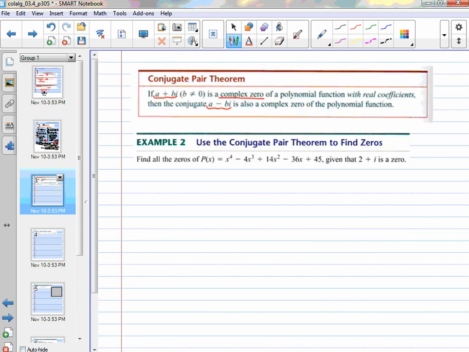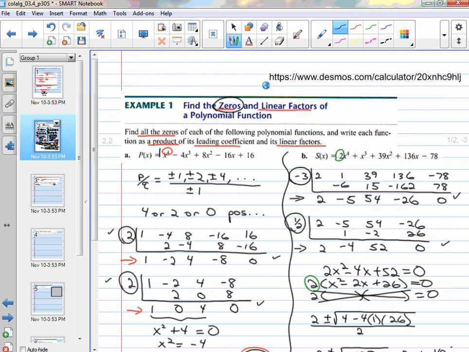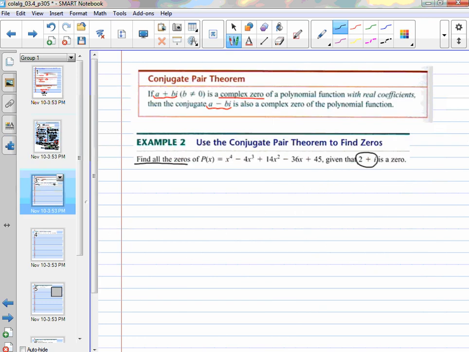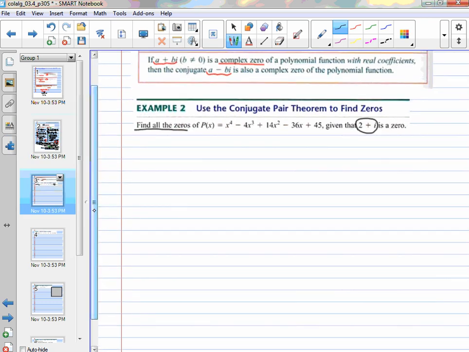So if we keep that in mind, let's try this. Find all zeros of this polynomial, given that 2 plus i is one of the zeros. So instead of going to a graph like we did back here to get our first numbers to start with, they're telling us, oh, here's one of the zeros. All right. When I knew a zero, we did synthetic division, right? I wonder if I can do synthetic division with complex numbers. Well, of course. Just have big pieces of paper available. 1, minus 4, 14, minus 36, 45.